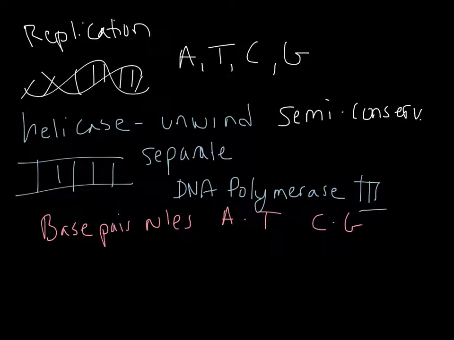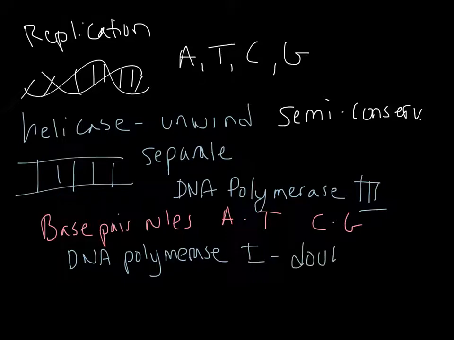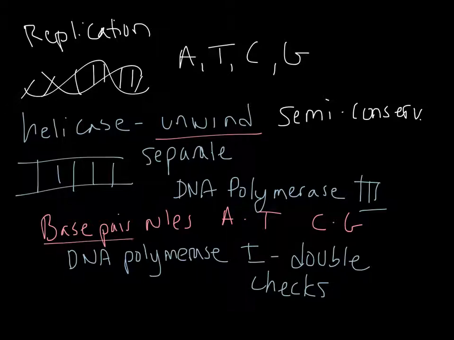After DNA polymerase 3, we also have DNA polymerase 1, which double checks the work. This is kind of our double checker, and it decreases mutations. So the main ideas for replication are that we unwind, we add using the base pair rules, and we double check.